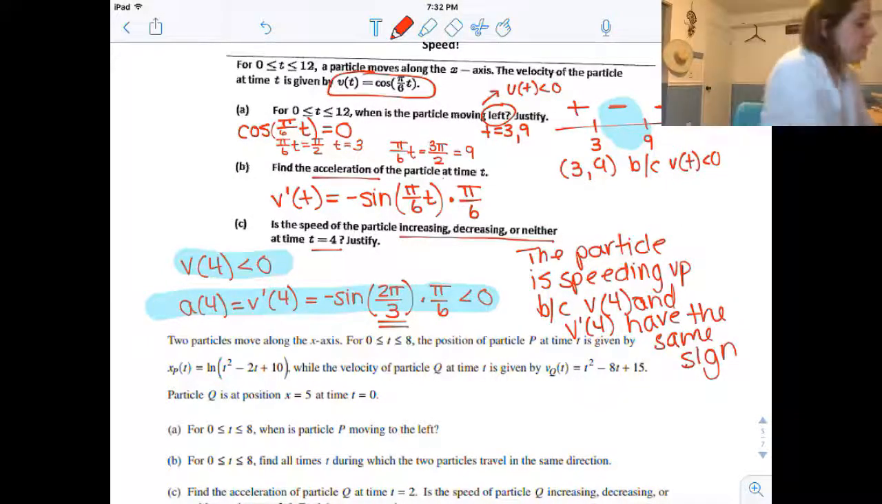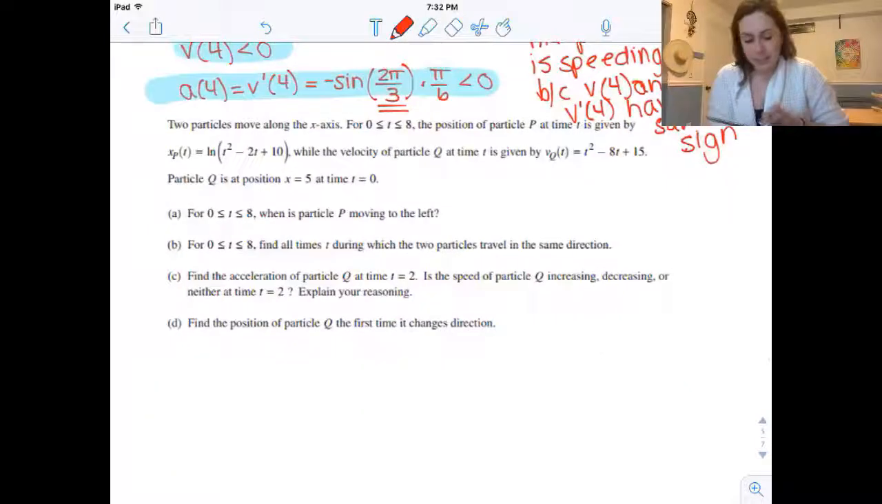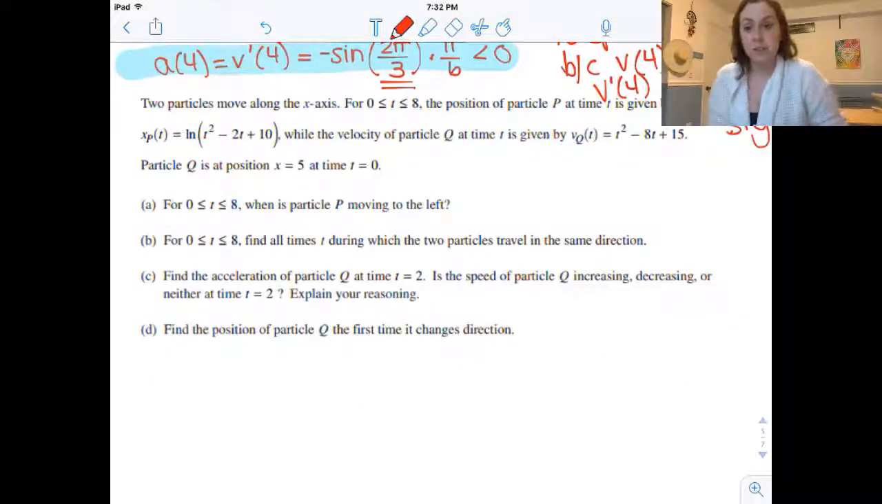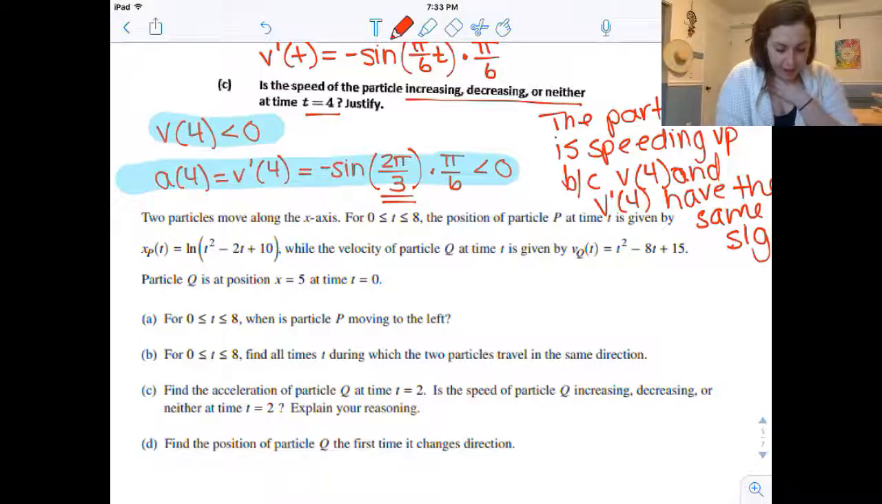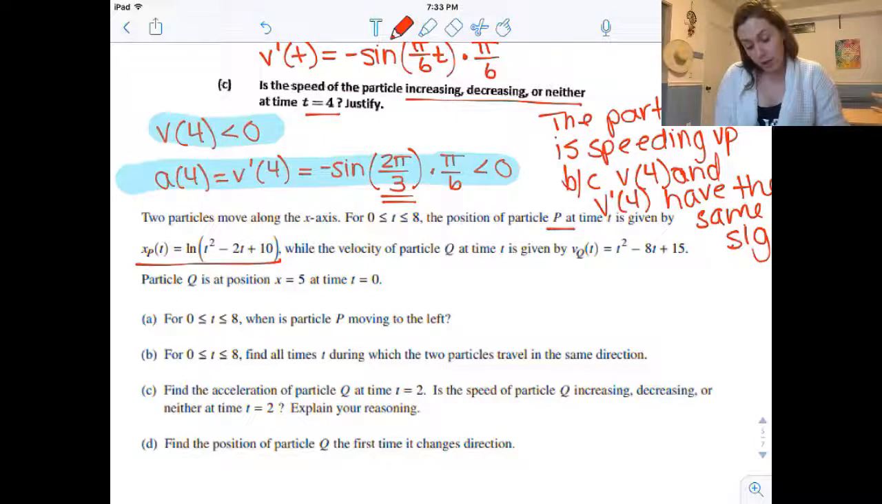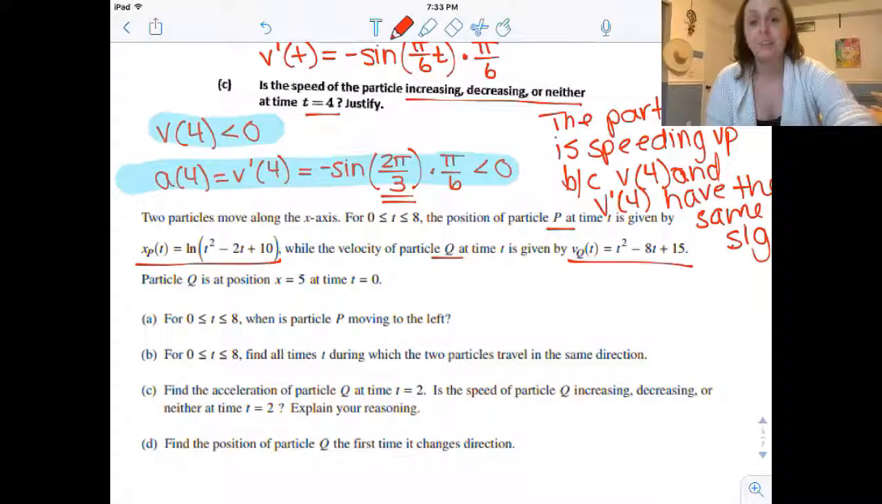Okay, next one. This is actually from last year's exam, so we're going to take a look at this pretty closely because this is very close to what you could actually see. So here's what it says. I want to know, first of all, when I have two particles. For particle P, this is its position. For particle Q, this is its velocity. So notice they're giving me different information about them. One, they're giving me position. One, they're giving me velocity, right? So I need to be careful with that.